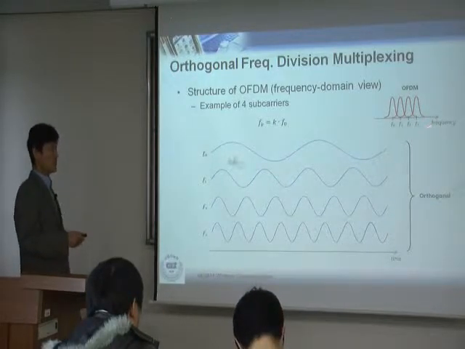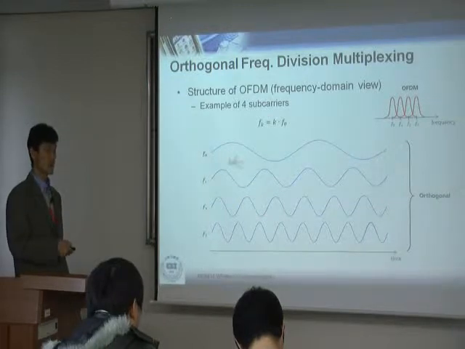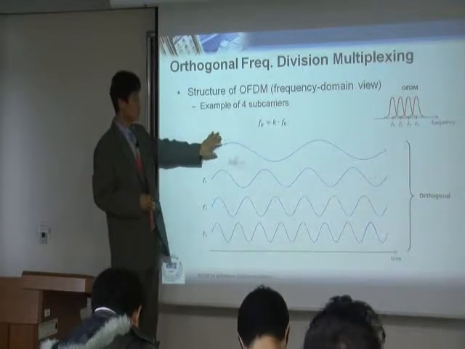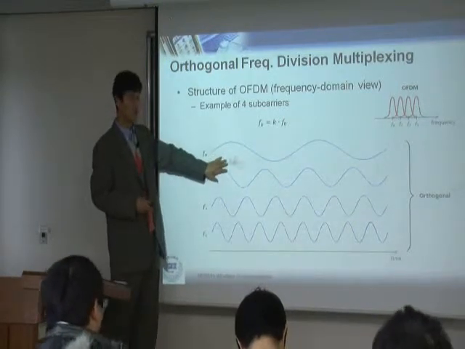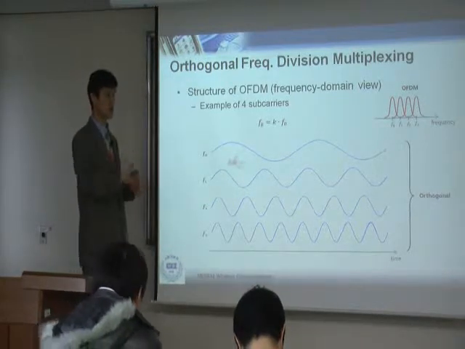And fundamentally, what OFDM does is that you combine these 4 frequencies with different coefficients. You multiply some coefficient here, another coefficient here. So you combine these 4 frequencies in order to make your transmit signal.